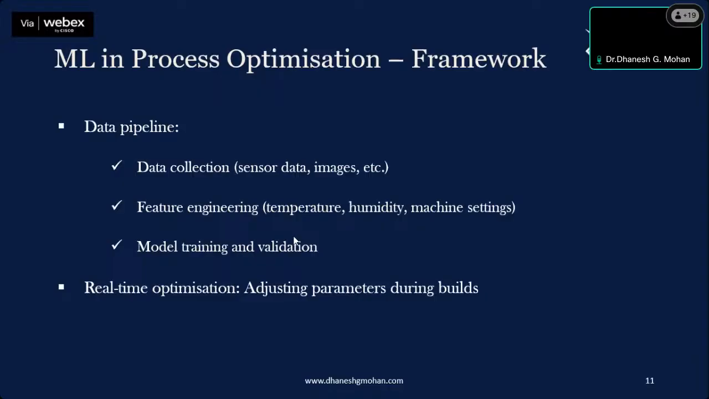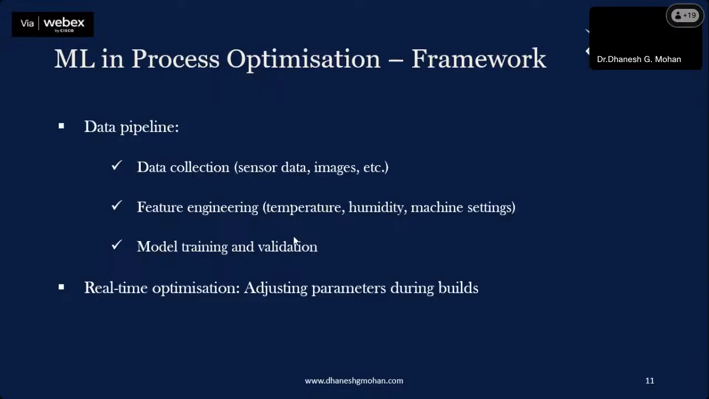And the supervised models such as neural networks, mostly we are using neural networks or support vector machines, are trained on historical data to predict defect likelihood or mechanical properties. Validation ensures that these models generalize to unseen builds. In this stage we can identify what the errors in this training are, how to rectify these errors, and what things we need to do.